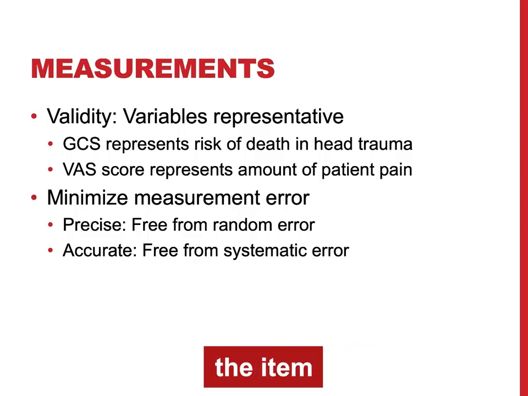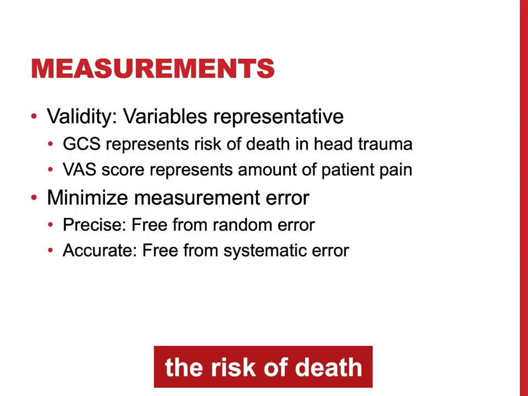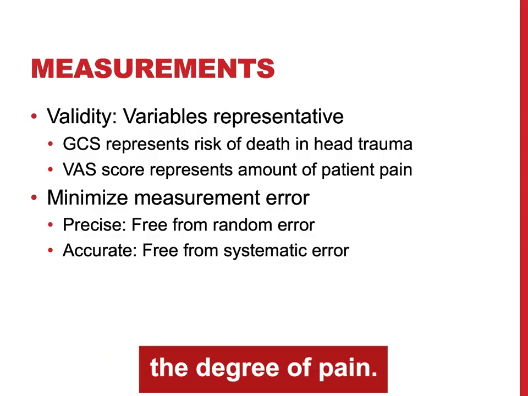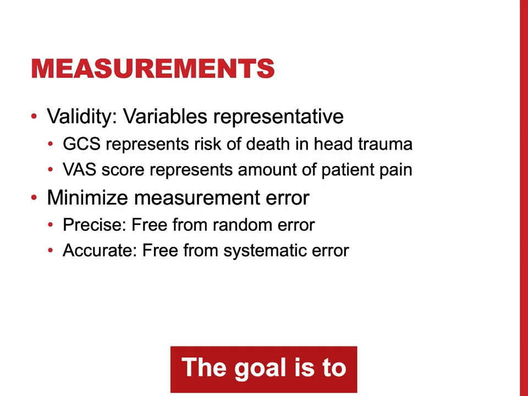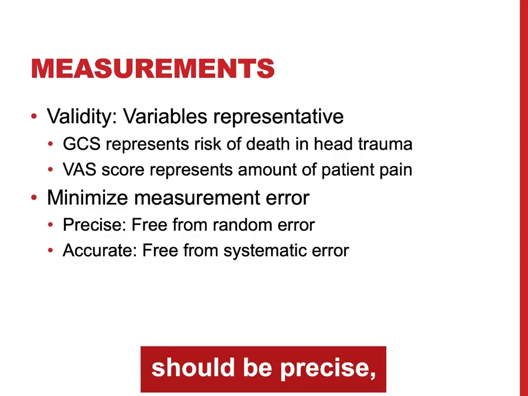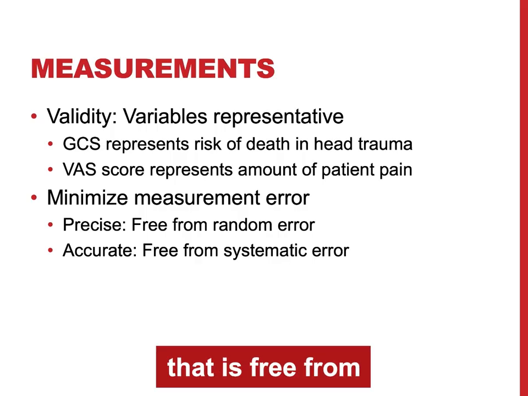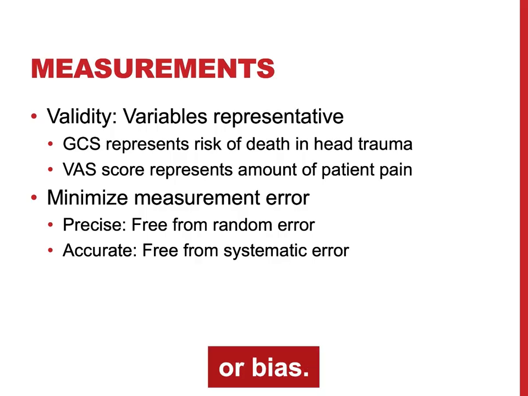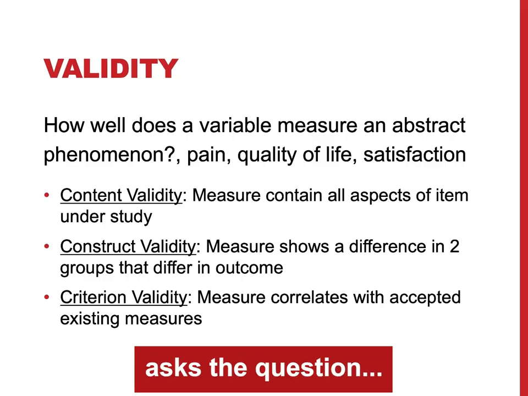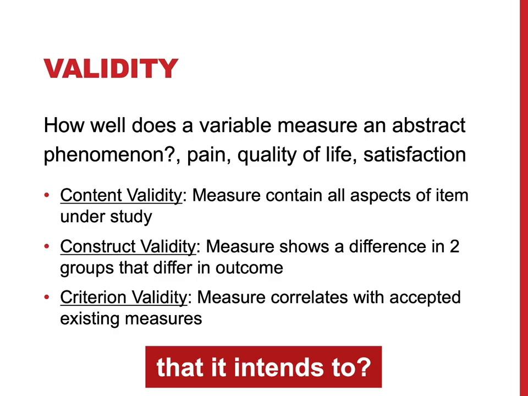Variables should represent the item that they measure. For example, the Glasgow Coma Scale represents the risk of death from head trauma, and a visual analog scale represents the degree of pain. The goal is to minimize measurement error. Measurement should be precise, that is free from random error, and accurate, that is free from systematic error or bias. Validity in relation to variables asks the question, how well does the variable measure the phenomenon that it intends to?